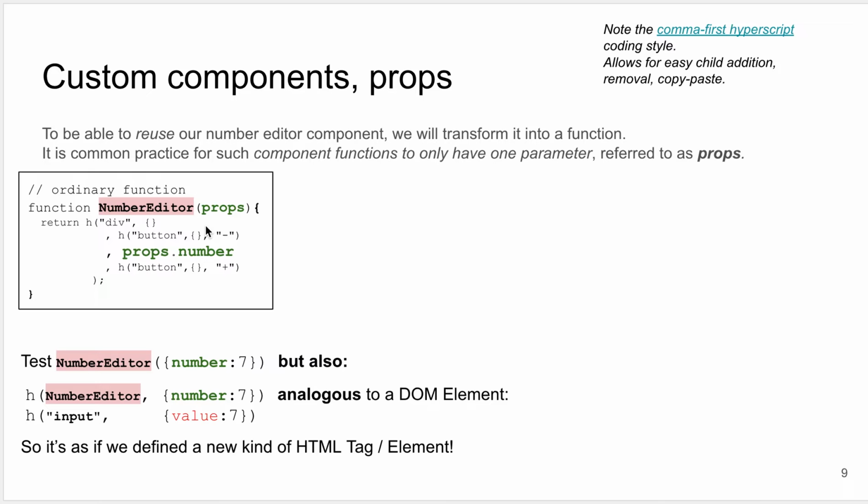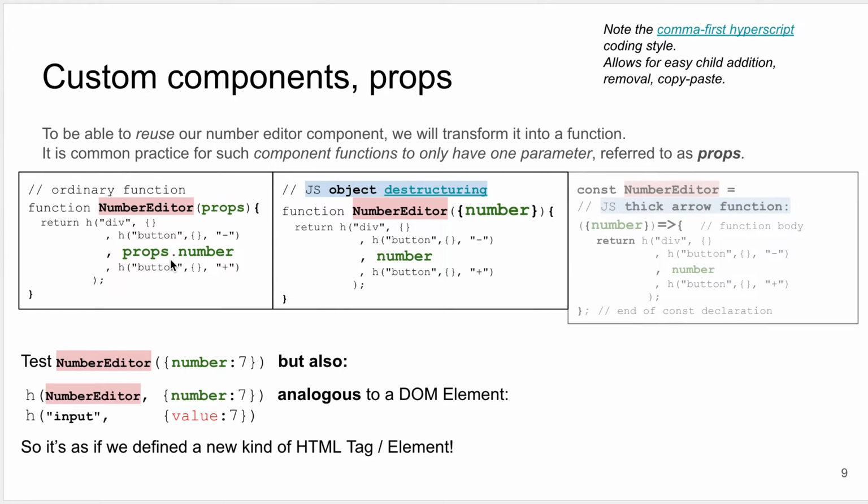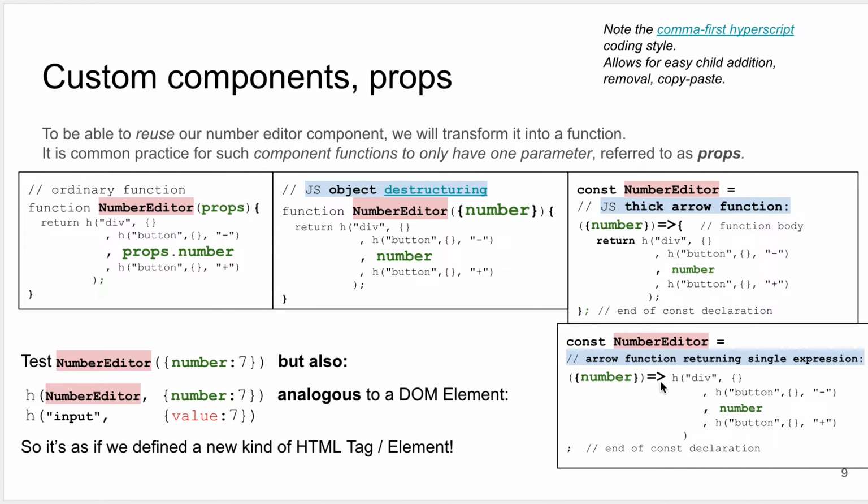With the component thus defined, we can use it in the same way as an ordinary DOM element, but with props instead of attributes. Here you can see several equivalent forms of this code using object destructuring, which lets us use the prop name directly rather than having to write props.number, or a thick arrow function, or even shorter, a thick arrow function that simply returns a hyperscript and doesn't have to have the return keyword and the curly braces.